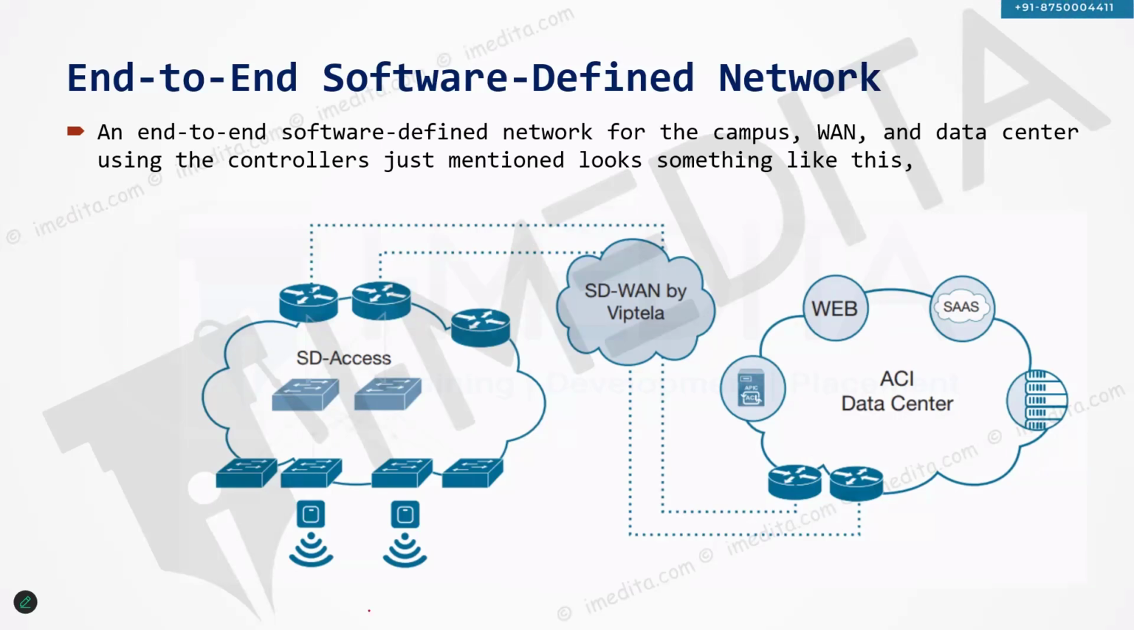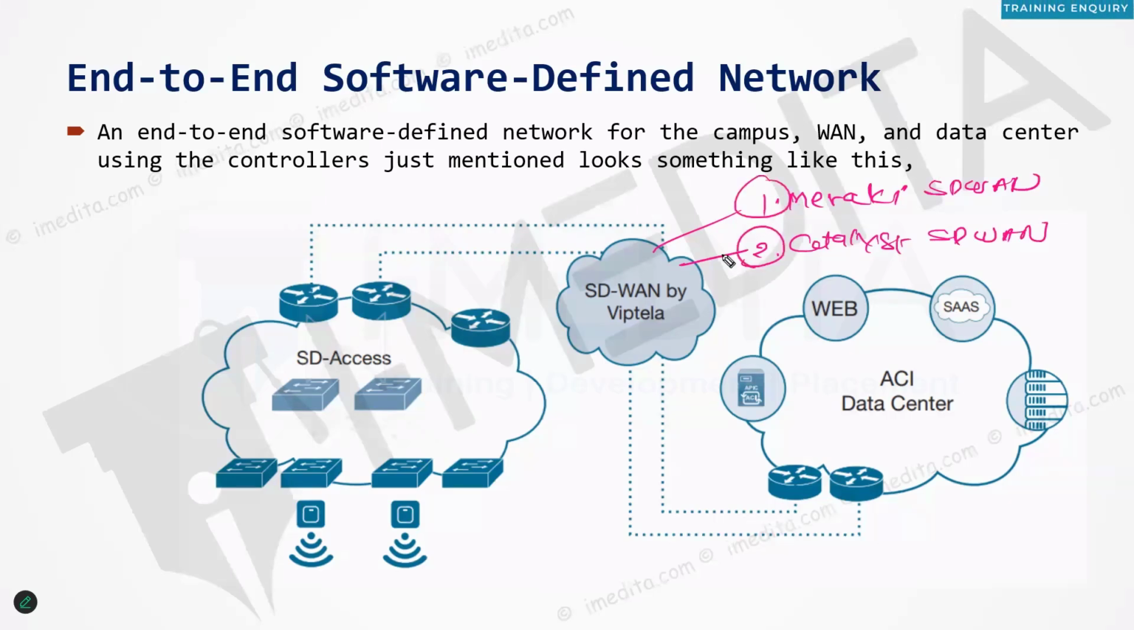In this also, Cisco offers two SD-WAN solutions. One is Meraki-based SD-WAN, and one is Viptela, nowadays called Catalyst SD-WAN. So there are two SD-WAN offerings still. Cisco offers two SD-WAN offerings: one is Meraki-based SD-WAN, and one is Viptela-based SD-WAN.